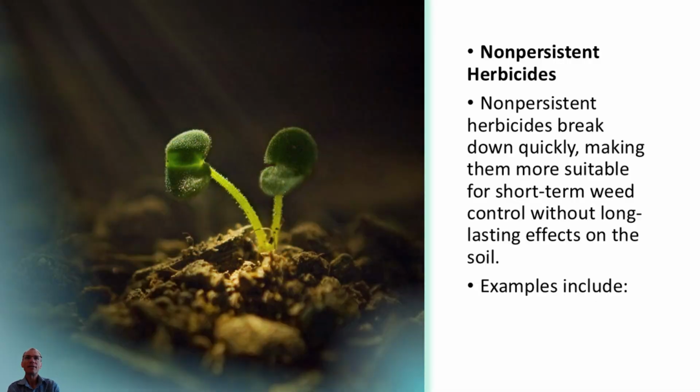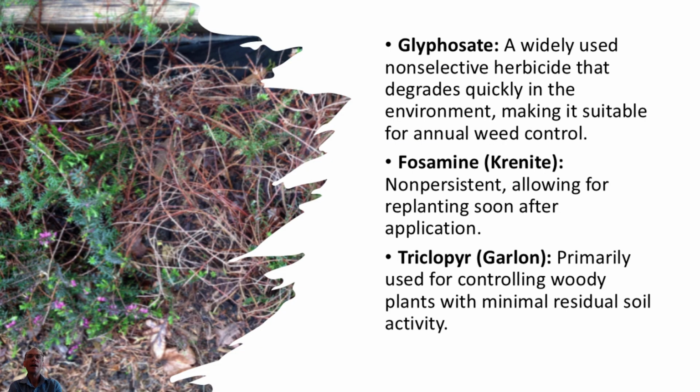Non-persistent herbicides. Non-persistent herbicides break down quickly, making them more suitable for short-term weed control without long-lasting effects on the soil. Examples include glyphosate, a widely used non-selective herbicide that degrades quickly in the environment, making it suitable for annual weed control.